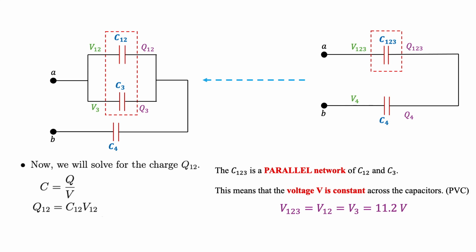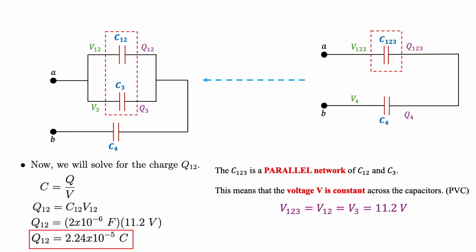Q12 will be the capacitance 1,2 times the voltage at 1,2. And simply substitute the values, so you get that the charge stored at capacitor 1,2 is 2.24 times 10 to the negative 5 coulombs, or 22.4 microcoulombs.